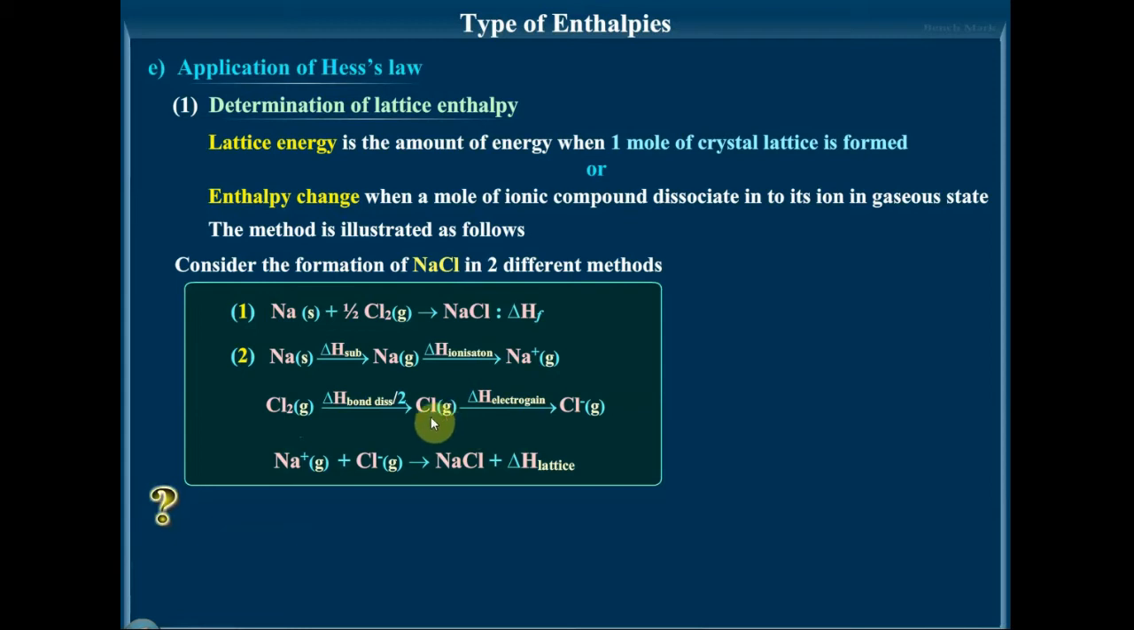If you are not putting a half here, which is not shown here, children, when you are writing in your notebook, please put a half here. It becomes Cl here. And so this is the half into delta H bond dissociation enthalpy. If you are putting a half here, it means half of the bond dissociation enthalpy of one Cl-Cl bond.